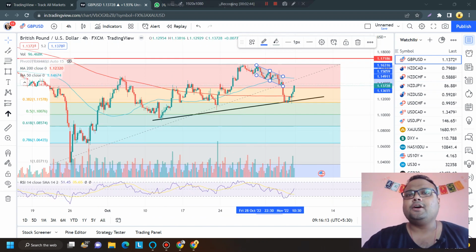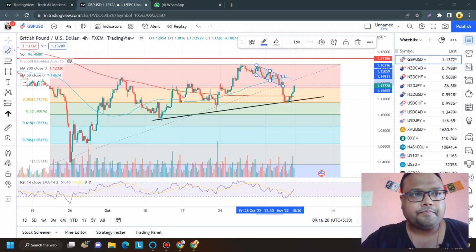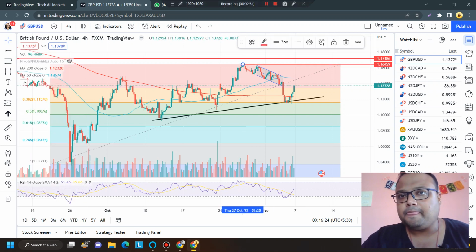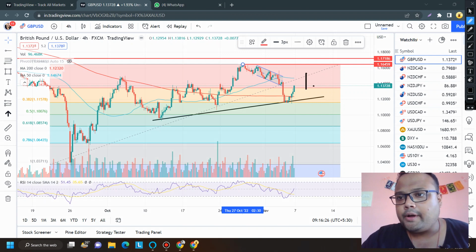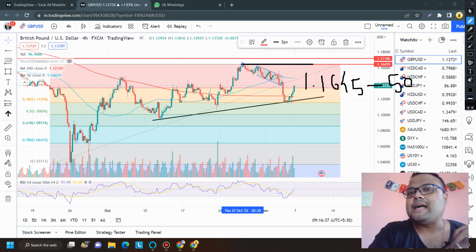So then what are the trading opportunities? First of all, if the market goes up, listen to me carefully. If the market goes up, then wait for the market to hit this level first, 1.1645 to 1.1650. Wait for the market to hit this level, as this is the previous high of the market, and more or less the market is following swings here.